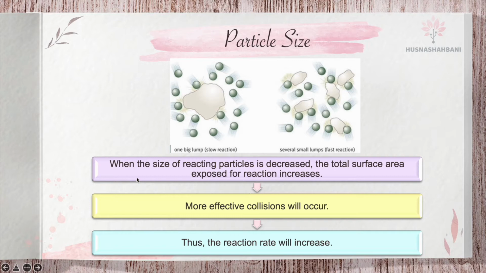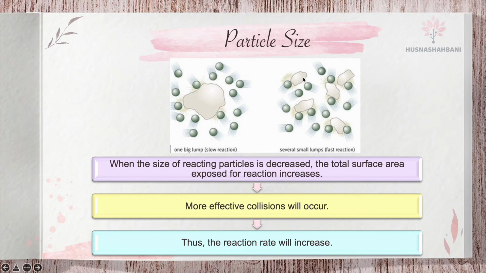Particle size. When the size of reacting particles is decreased, the total surface area exposed for reaction increases. One big lump has a slower reaction than several small lumps. If you can see, this is the surface area exposed, and the one big lump has the same size as the several small lumps, but it is divided into small pieces.